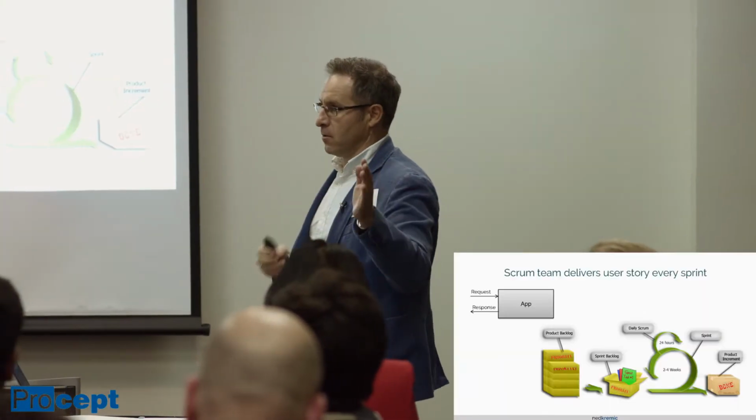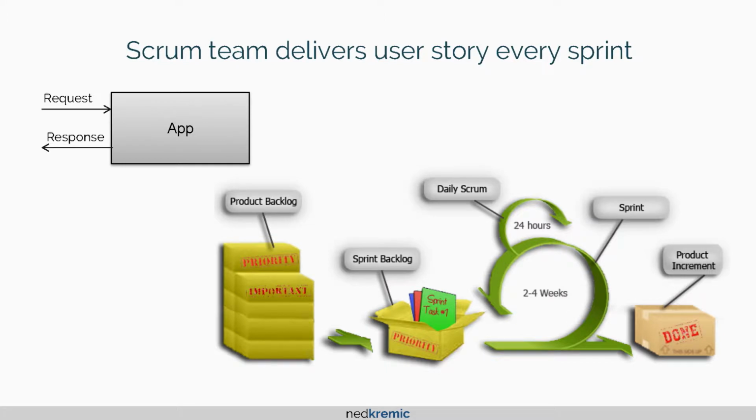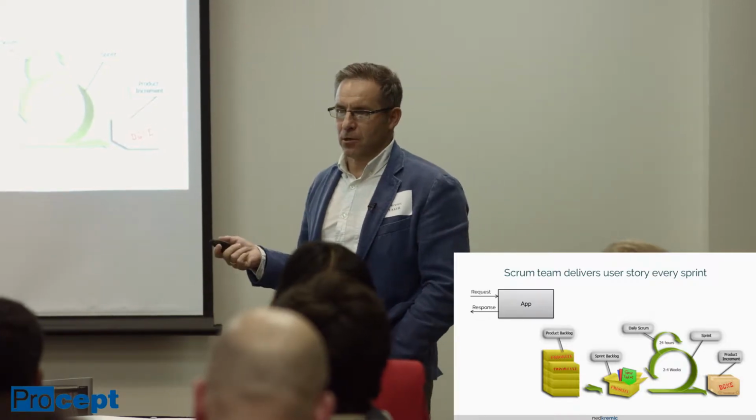And Kevin talked about Scrum. So this is kind of simplified how Scrum looks like. There is a team, a cross-functional team, 7 plus minus 2 members. There is a Scrum Master and there is a product owner on that team.